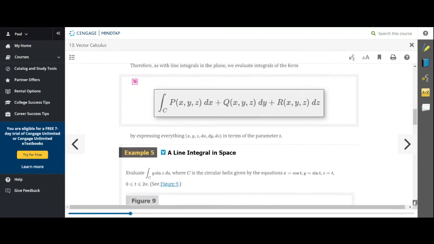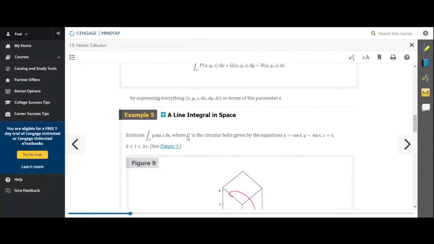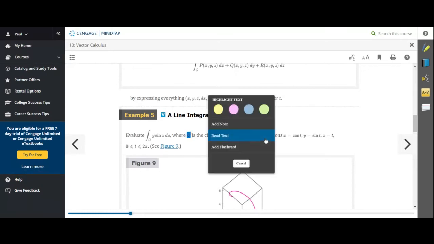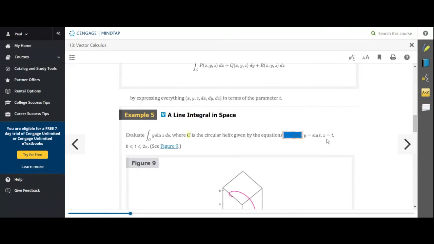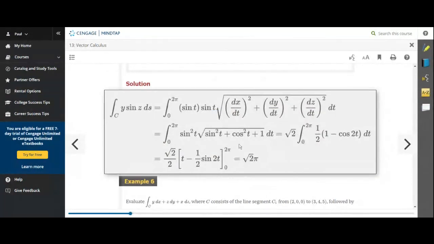So for instance, if you had a line integral in space, and let's say that C is a helix. You know a helix, right? Okay, well, you would just compute the line integral as such. It's really just computing using the definition of a line integral and working it out. Okay, that's what it is.